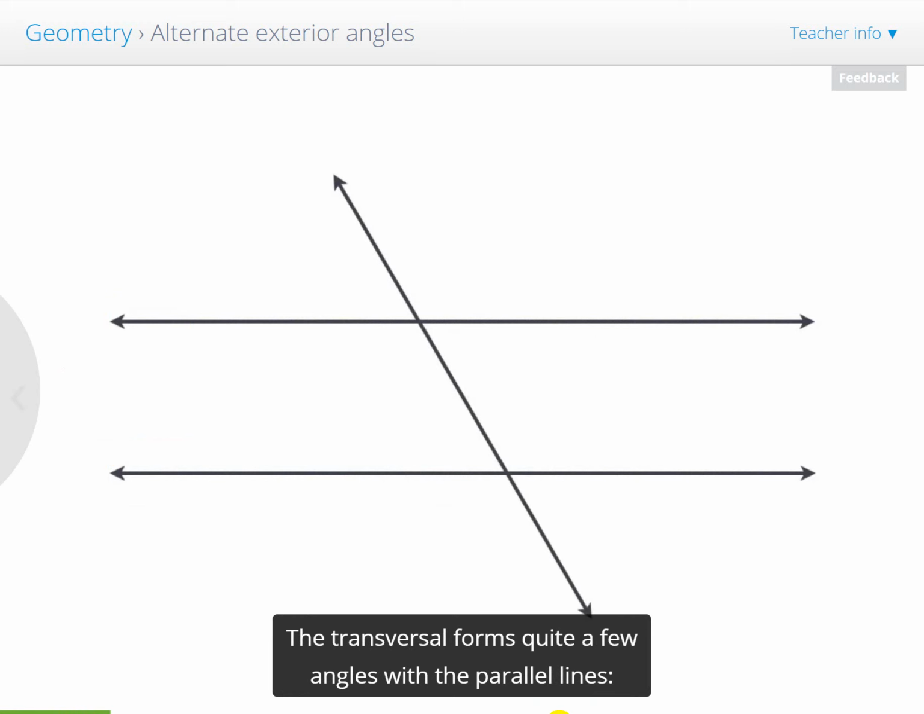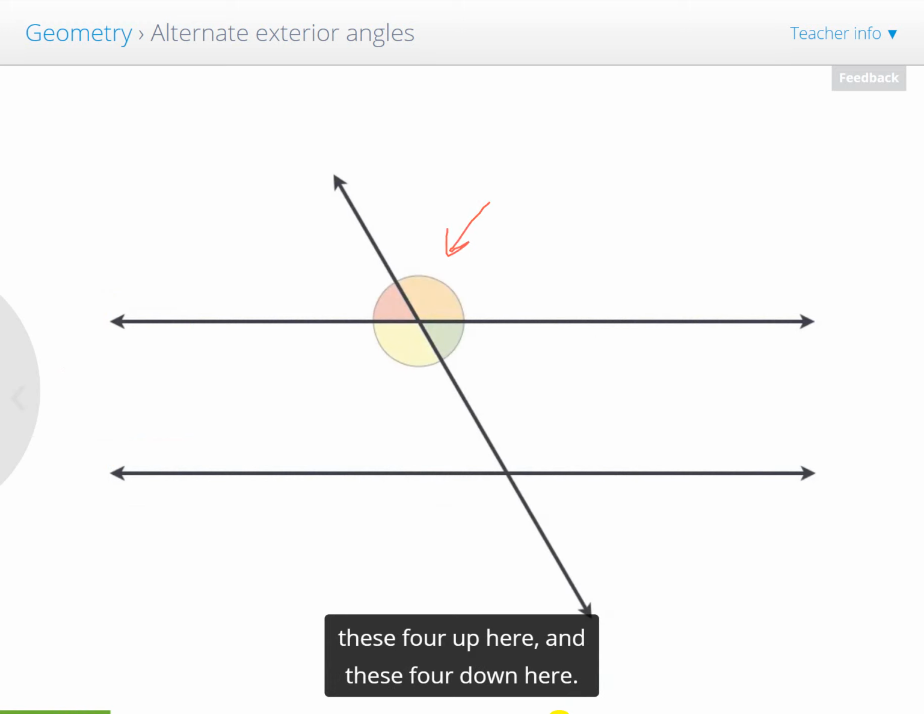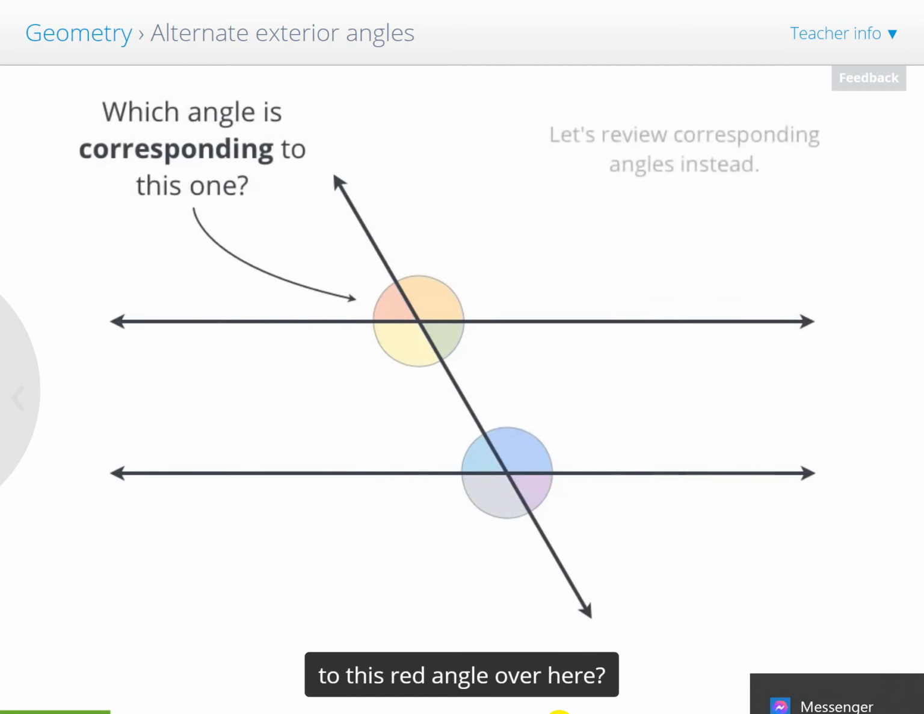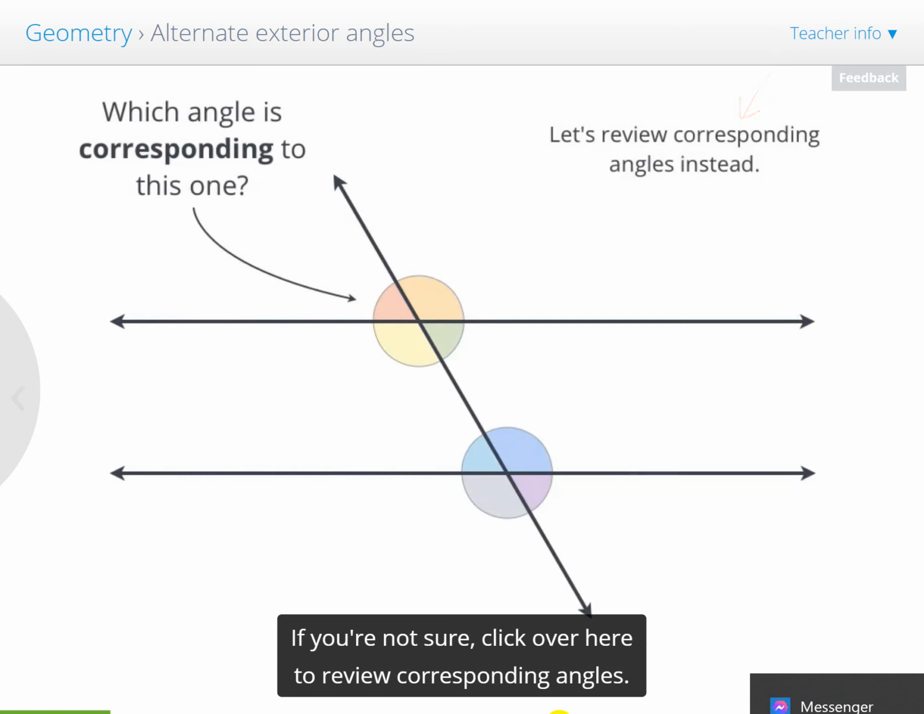Together, these lines form quite a few angles, these four up here and these four down here. Some of these angles are corresponding, meaning if you move them, they line up perfectly. For example, which angle is corresponding to this red angle over here? If you're not sure, click over here to review corresponding angles.